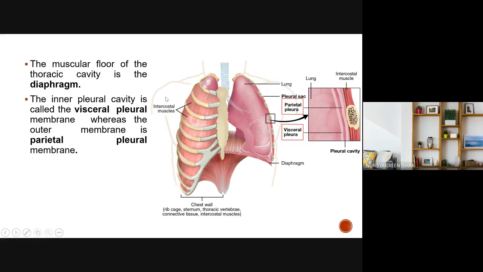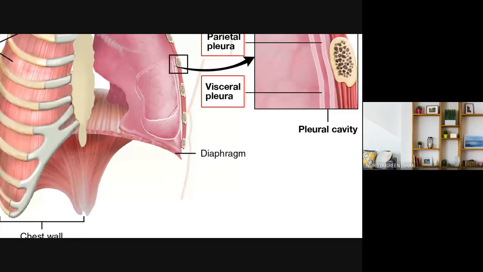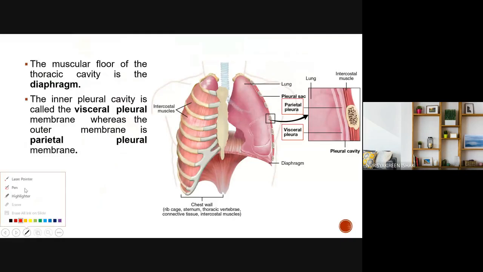Okay, so the muscular floor of the thoracic cavity is the diaphragm. Okay, so this is the diaphragm. It is quite big. Okay, so this is the diaphragm.